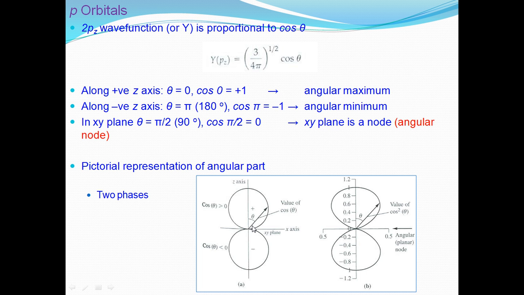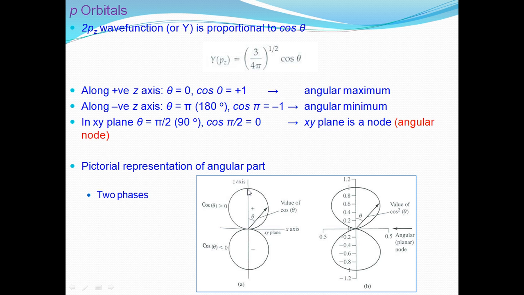As theta is increasing, right? This angle here, theta, increases from the z-axis. So we're moving from 0 on the z-axis to a positive value of theta. Let us start out when theta is equal to 0. When theta is equal to 0, then cos 0 is equal to plus 1. So that tells us that the angular wave function basically is along the z-axis, and it is a maximum value along the z-axis.